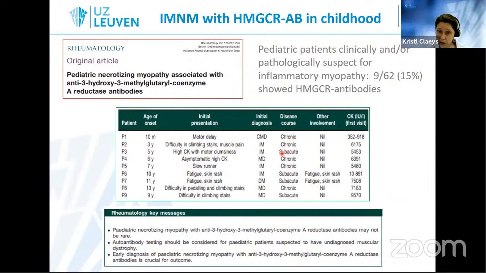Disease course is subacute to chronic, and you see that CK is largely elevated in these patients. In the study, they conclude that pediatric necrotizing myopathy with these HMGCR antibodies is not as rare as we might think. Antibody testing should be considered for children that are suspected to have an undiagnosed muscular dystrophy. And early diagnosis of pediatric necrotizing myopathy due to HMGCR antibodies is crucial for outcome.